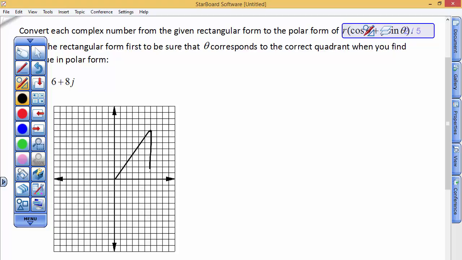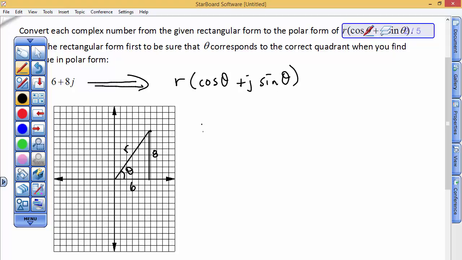I wish that hadn't jumped, so I'm going to see if I can do that again. Oh well, I'm going to leave it. And for this right triangle, where this real part is 6 and the imaginary part is 8, and I can find this angle theta, what I want to do is change this into r times the cosine of theta plus j times the sine of theta. And to do that, to find r, I'm going to use the Pythagorean theorem. So I'm going to take 6 squared plus 8 squared and take the square root, and you're going to find that that's equal to 10.